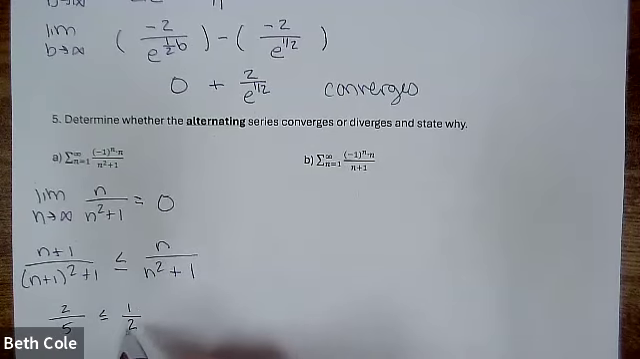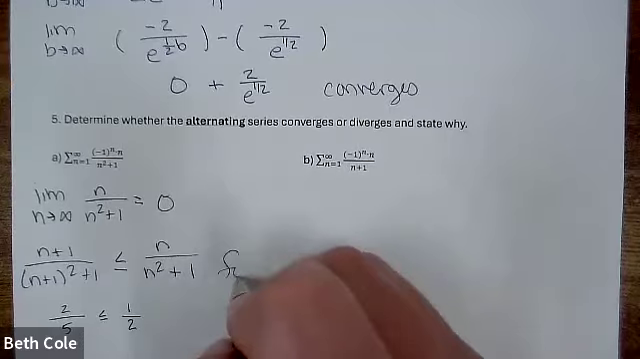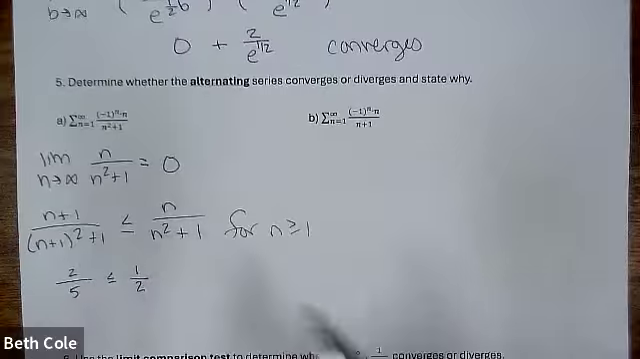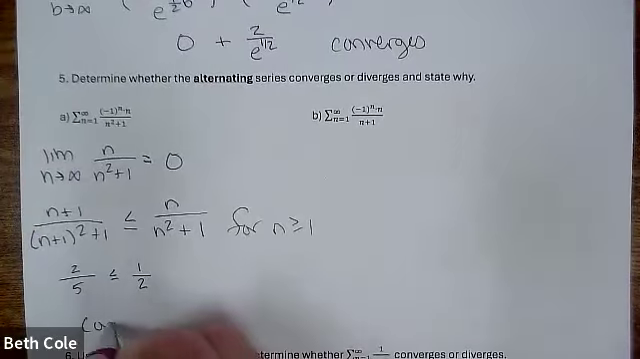So what would that be? 4/10 is smaller than 5/10. So if you're interested, you can do that, but you're showing that the terms are getting smaller is what that is. So converges.